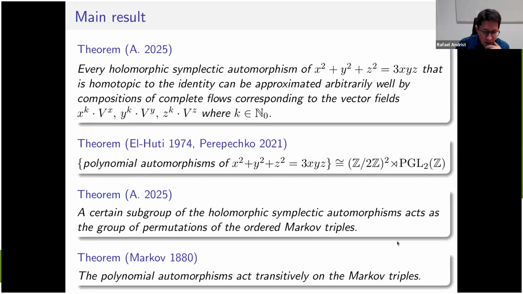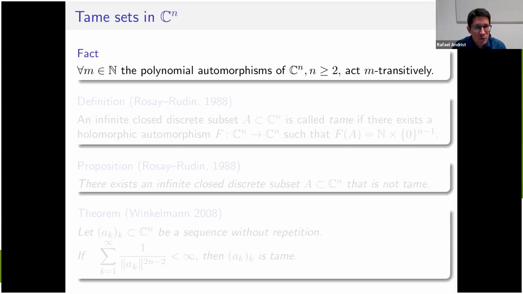Okay, I'm going to start with the proof of the second statement because it needs less theory. So we can basically start right away and try to construct this automorphism. Okay, for that, I need to talk about something which is called tame sets.